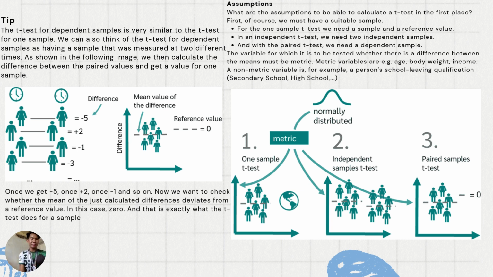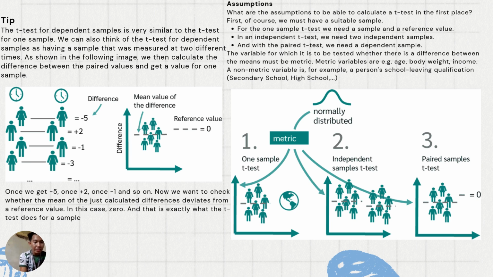So here's a tip. The test for dependent samples is very similar to the t-test for one sample. We can think of the t-test for dependent samples as having a sample that was measured at two different times, as shown in the following image. We then calculate the difference between the paired values and get a value for the one sample. Example: the difference, and then the mean value of the difference and the reference value.